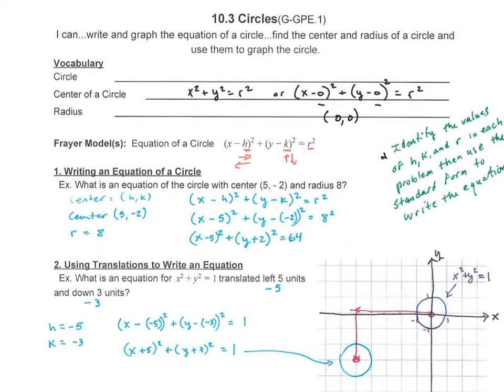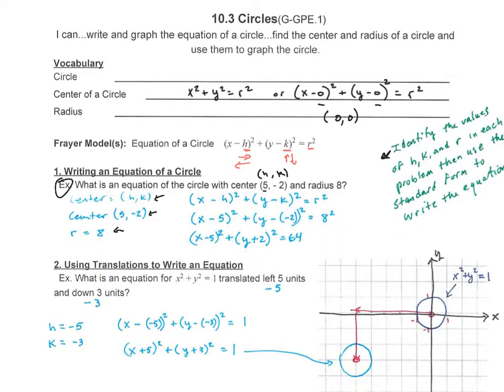I have a little note over here, and it says if you identify the values of h, k, and r in each of the problems, then use the standard form to write the equation. So let's look at this first example. What is the equation of a circle with a center of (5, -2) and a radius of 8? Remember, our ordered pair is (h, k), and our radius r is 8.